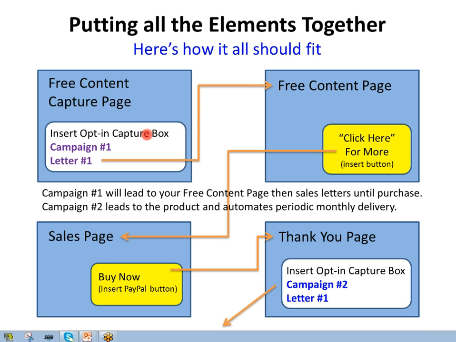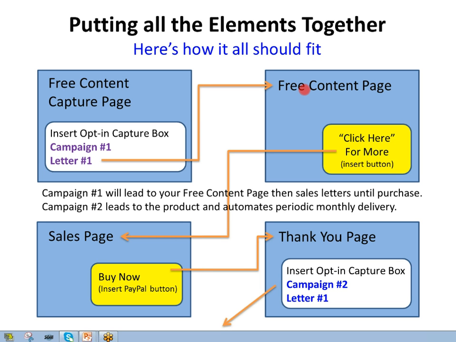So what they're going to do is they're going to go ahead and enter their name and their email address, which gives you the name and email address and your automation to start sending letters. But the first one is going to send them right here to the free content page. So this goes into their email, gives them an email saying, please click here for the free content.